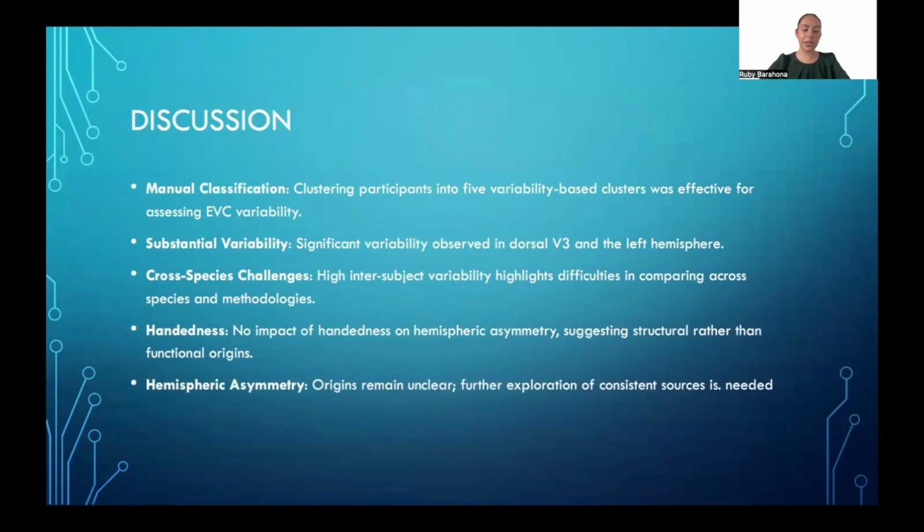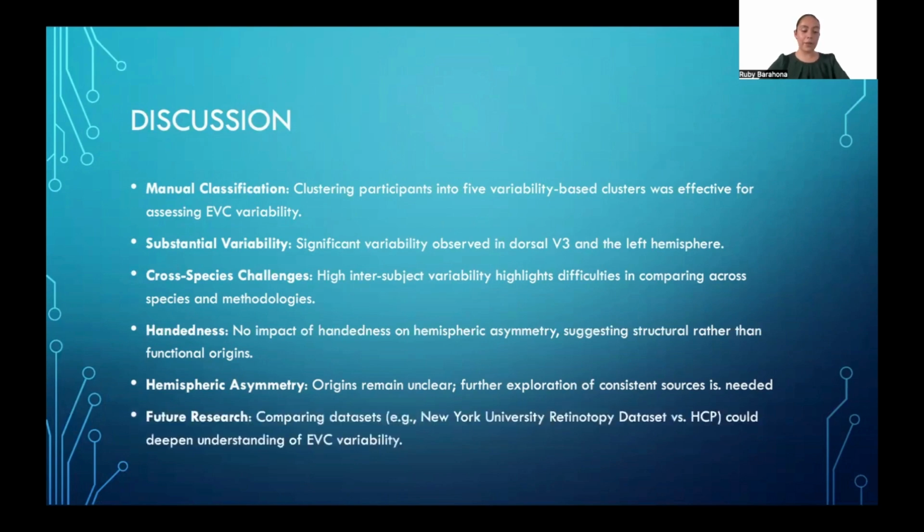However, the explanation for this leftward bias hemispheric asymmetry is not straightforward, with additional exploration into a more consistent source of hemispheric asymmetry needed. Future research would benefit from comparison with another large dataset, such as the New York University retinotopy dataset. This would provide a reliable comparison to the Human Connectome Project retinotopy dataset, allowing for a deeper exploration of early visual cortex variability across humans.